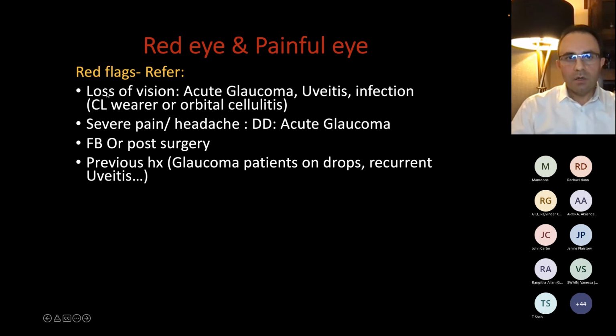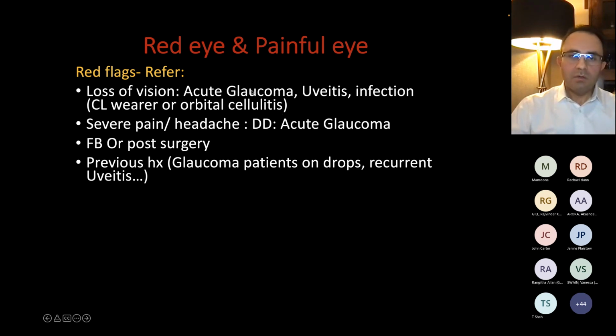The red flags, loss of vision. When I say loss of vision, by definition, loss of vision should be at least 2 lines less than baseline. So let's say if you see a patient who can see 6/6 or near 6/6, but it's blurry, I wouldn't call this loss of vision. Loss of vision should be significant. The loss of vision can be caused by acute glaucoma, uveitis, infection, so all these kinds of things.